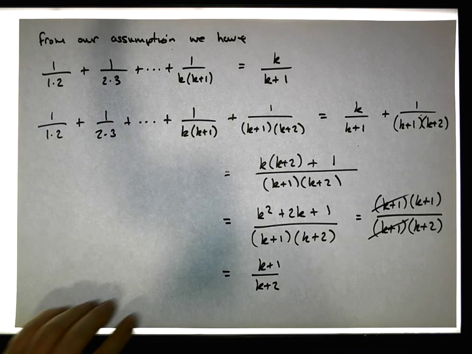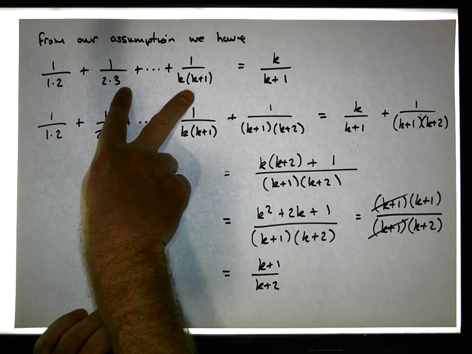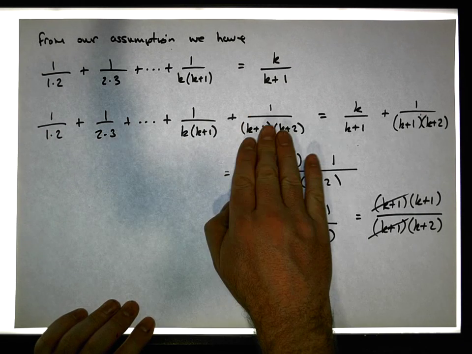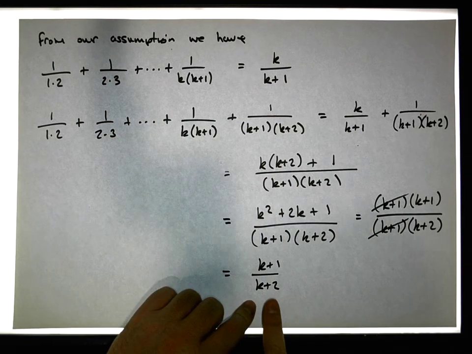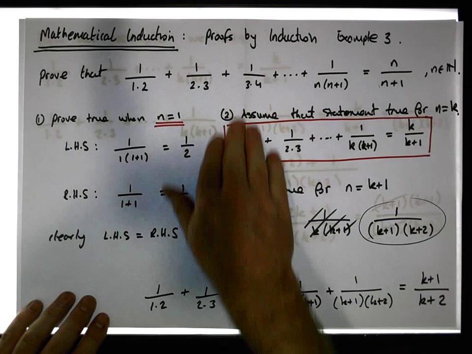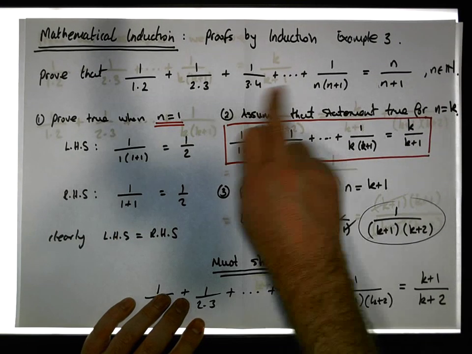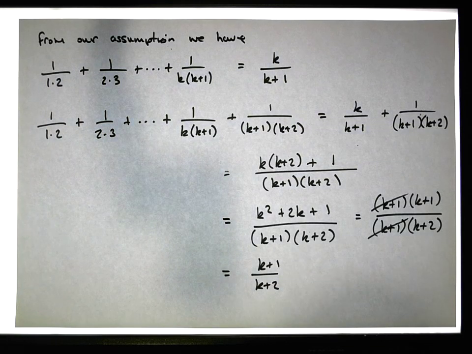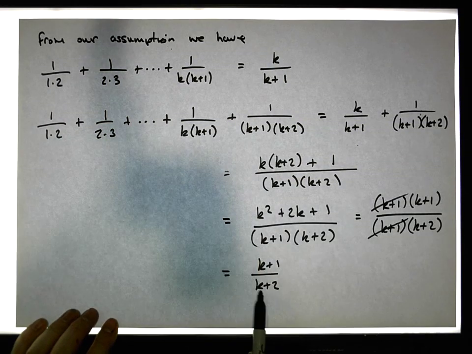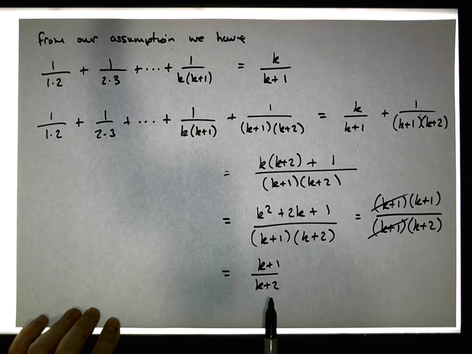So from our assumption that this is true, when we add on the next term to this assumption, what we actually get is what we wanted to show, based off this particular thing here. Now we need to do the induction: we now know that this thing here is equal to this. So we've shown this to be true for k plus 1.